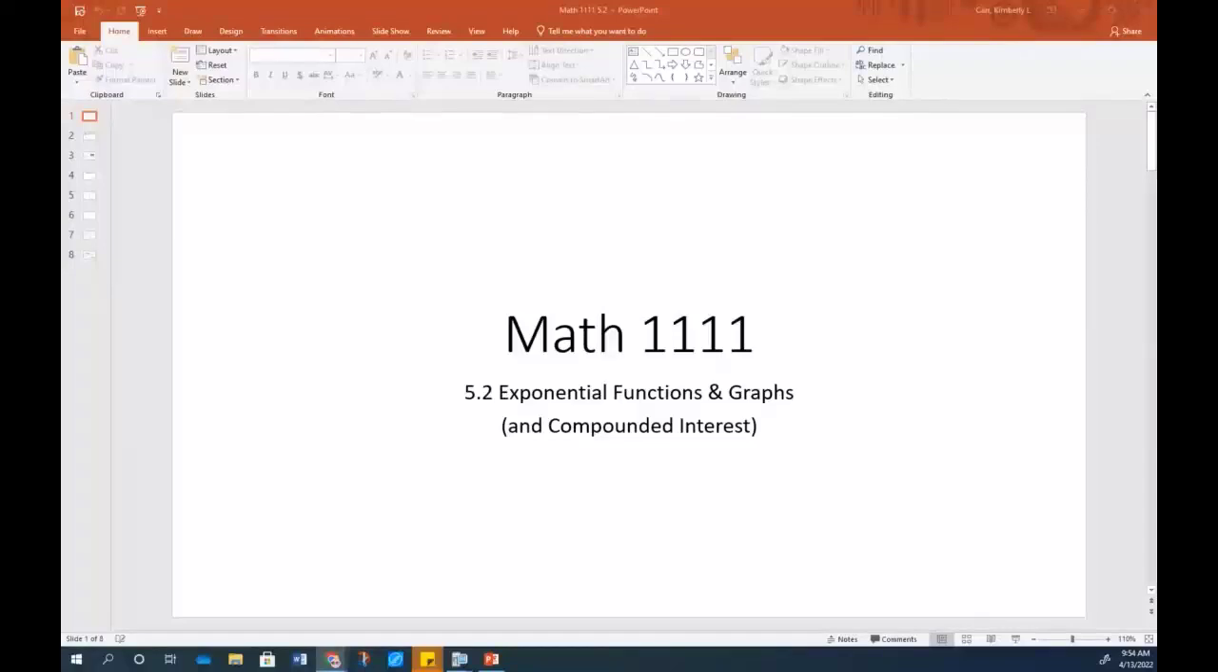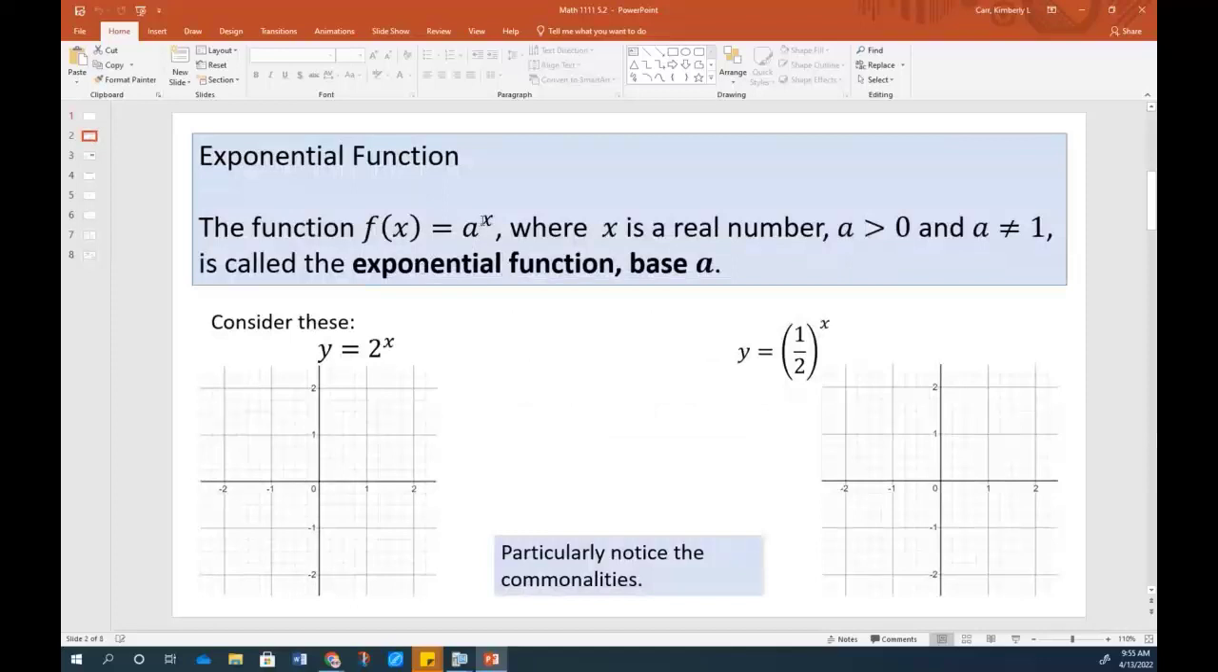Great. Lesson 5.2 is about exponential functions and graphs. It may seem unrelated to 5.1 where we talked about inverse functions because we're not doing really inverses today. But in 5.3, our next lesson, we will actually start looking at the inverses of these exponential functions. So it will become related. So first of all, an exponential function, what it is.